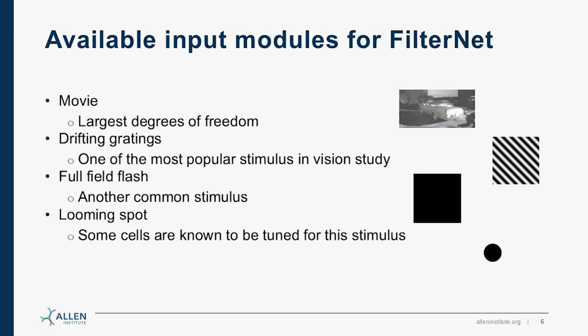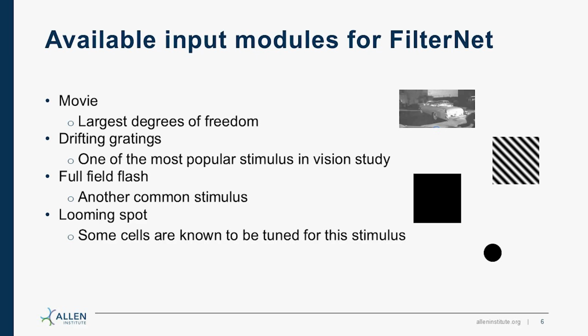Okay. We have a few other input options for FilterNet. Like I mentioned, it's designed so you can take any image and it'll process the image and provide some sort of spikes. The option with the most flexibility is to provide some sort of movie as an input to your model, and this is just a NumPy matrix. But we also have designed a couple of built-in stimuli, so it's a little more convenient for you.